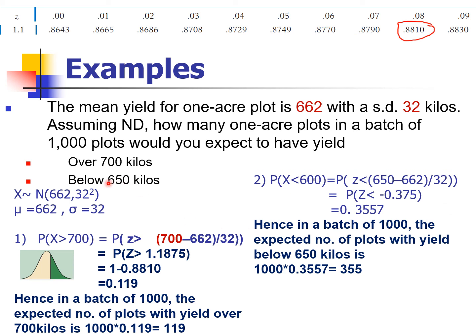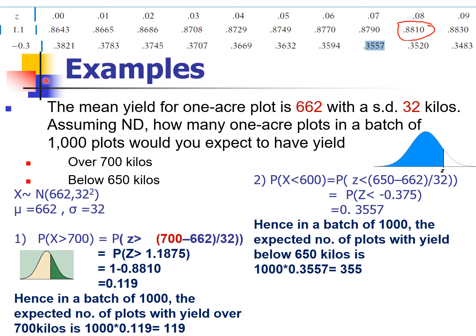The next question is about below 650. So we got to solve it this way. Now here it is talking about the area under the curve on the left hand side, and that is what you get from the table. So if you look at Z value minus 0.37, you get 0.3557. So directly we can take it. Hence, in a batch of 1000, the expected number of plots with yield below 650 kgs is 1000 multiplied by 0.3557, which is equal to this.